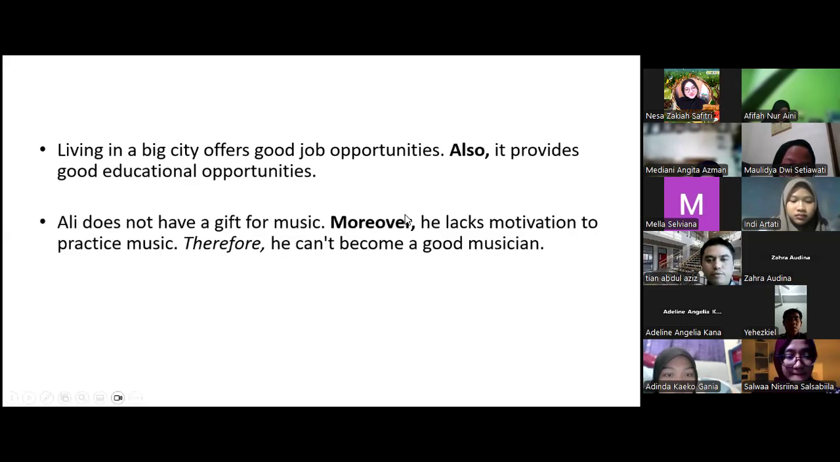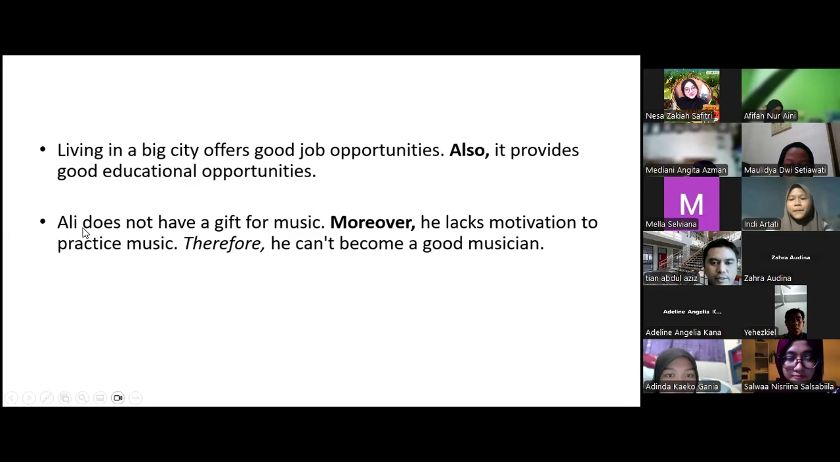Okay, continue, Maulidia. Ali does not have a gift for music. Moreover, he lacks motivation to practice music. Therefore, he cannot become a good musician. Okay, good.